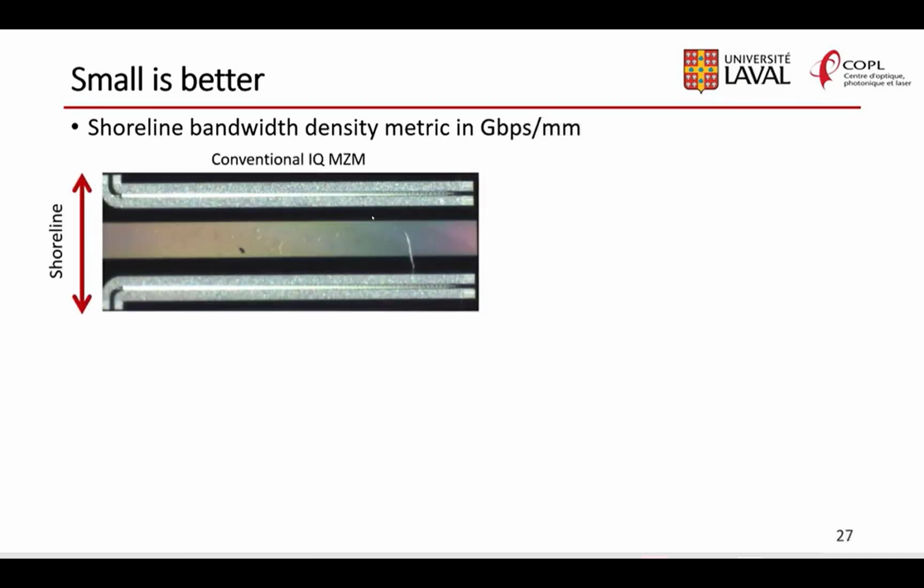And if I were to show you a Mach-Zehnder modulator, we're basically looking at the shoreline. The shoreline here is the distance between the 2 phase shifters. And in a Mach-Zehnder modulator, this is typically about 1.4 millimeters. Now, if I go to a micro-ring modulator, it gets much smaller, like 100 micrometers. And I tried to get this a little bit to scale in the picture, but I don't think it's quite there.